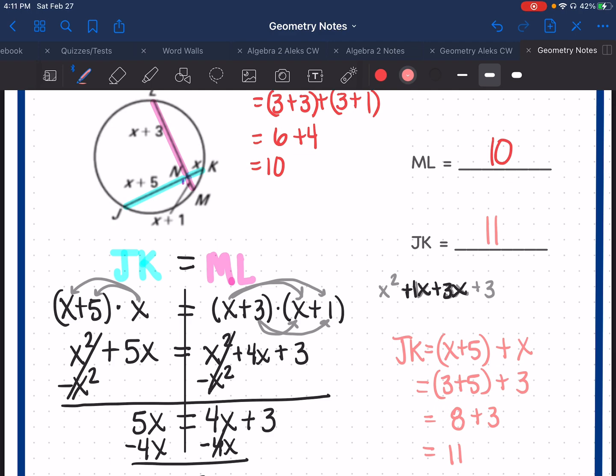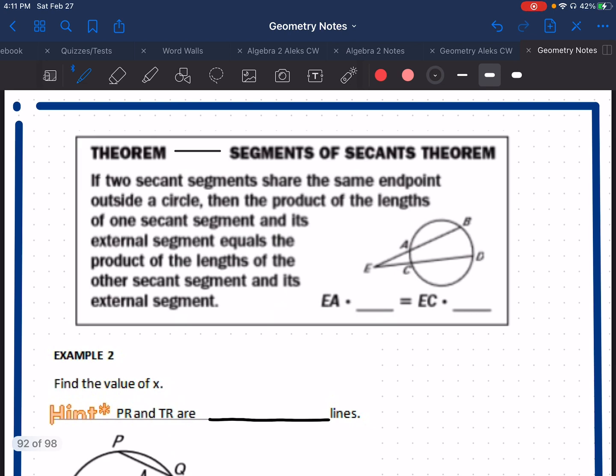All right, let's look at our next theorem. Our next theorem is the segments of secants theorem. If two secants share the same endpoint outside a circle, then the product of the lengths of one secant segment and its external segment equals the product of the lengths of the other secant segment and its external segment.